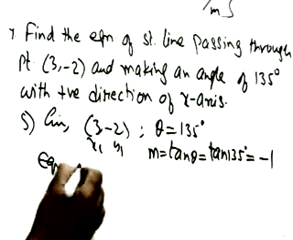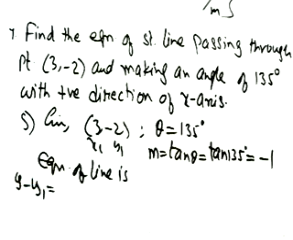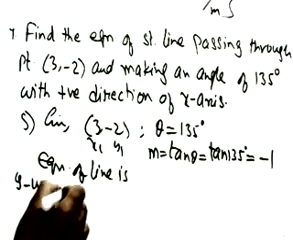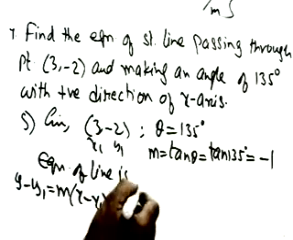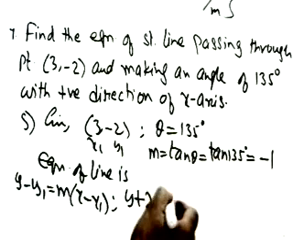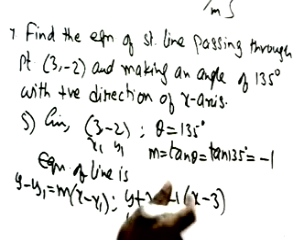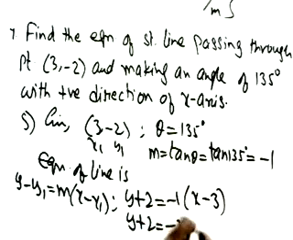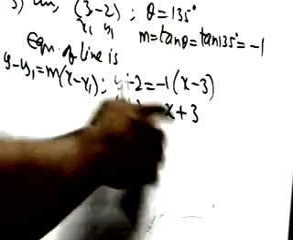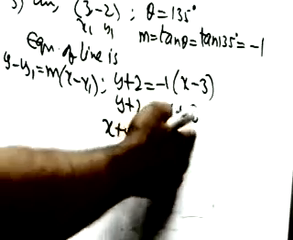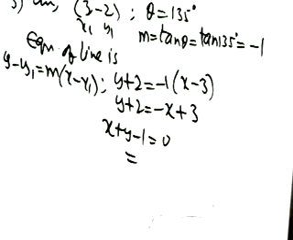So we have the slope and point. Therefore the equation of the line is in slope point form. We have to use this formula: y minus y1 equals m into x minus x1. So y minus y1 is y plus 2, m is minus 1, into x minus x1, which is x minus 3. Multiplying, y plus 2 equals minus x plus 3. Now let me write the last step. If we bring this minus x here, it will be plus x plus y plus 2 minus 3, which is minus 1, equals 0.